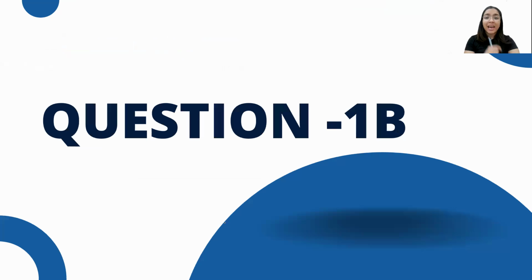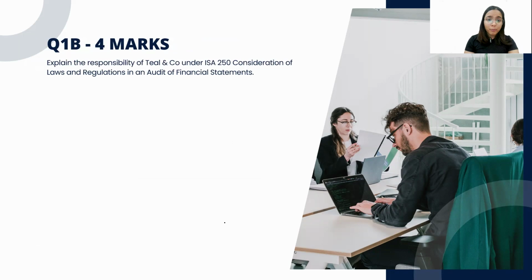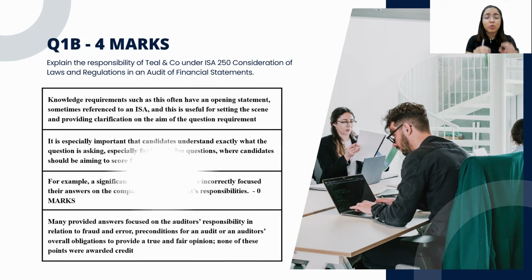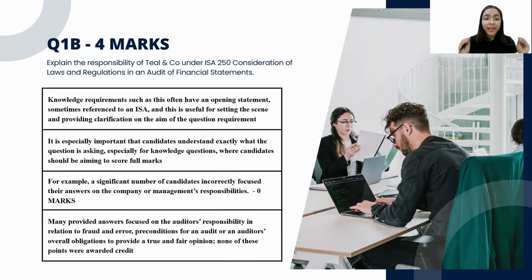Fine. Now let's come to question number 1B. Question number 1B is of 4 marks, which is regarding the laws and regulation. This was, I would say, a straightforward, knowledge-based question. So you don't have to relate it too much to the case, because the question clearly said it was knowledge-based and it was a direct question. Fine.